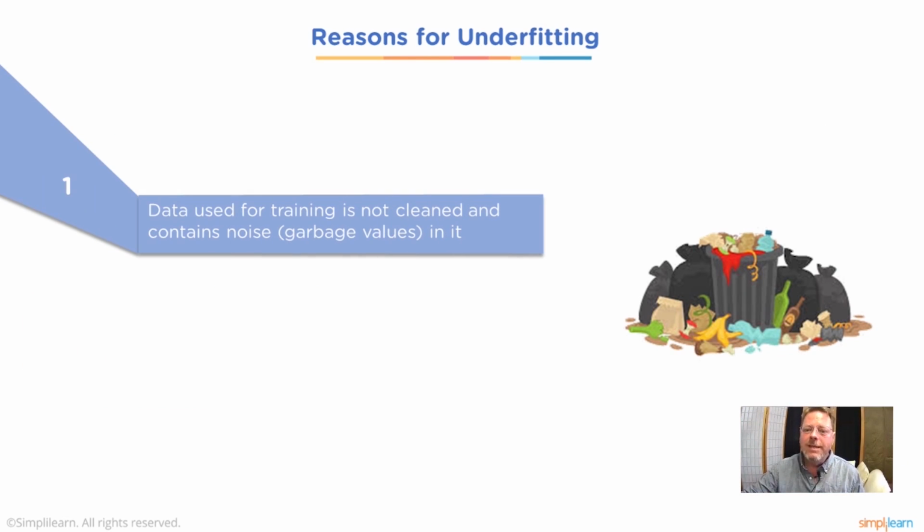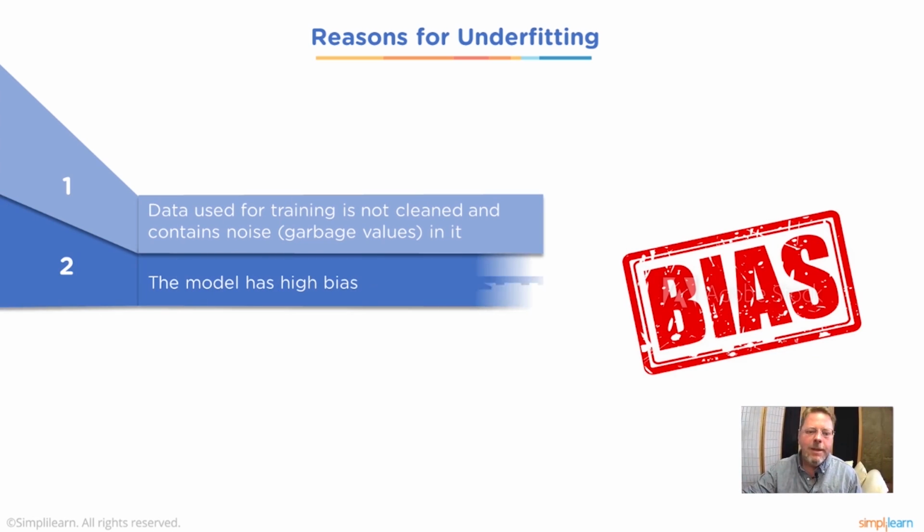Data used for training is not cleaned and contains noise, garbage values. Again, underfitting and overfitting, same issue. You've got to clean your data. The model has a high bias. We've seen this in all kinds of things, from the most common, driving cars, to facial identification or whatever it is. The model itself, when they build it, might have a bias towards one thing. And this would be an underfitted model, it would have that bias because it's averaged it out.